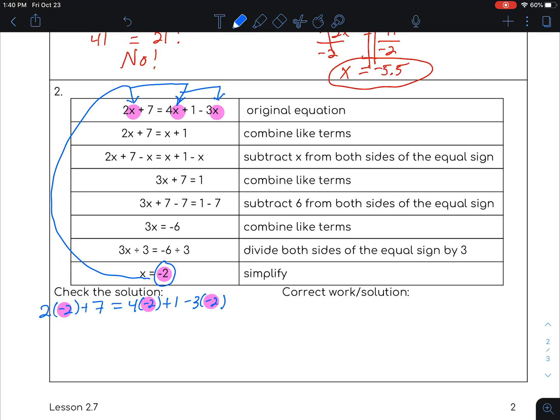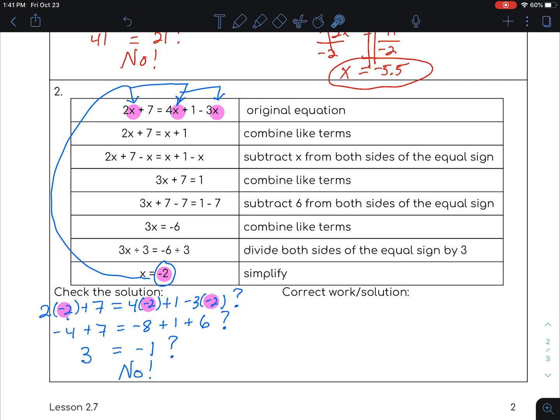So we've got to do our PEMDAS, our order of operations. 2 times negative 2 would be negative 4, so negative 4 plus 7. 4 times negative 2 is negative 8, so negative 8 plus 1. And then negative 3 times negative 2, or minus negative 2, would be plus 6. So that ends up as 3 equals negative 8 plus 1 plus 6, which would be negative 1. So again, this is a question mark here. Is this true? No. So negative 2 is not a solution.